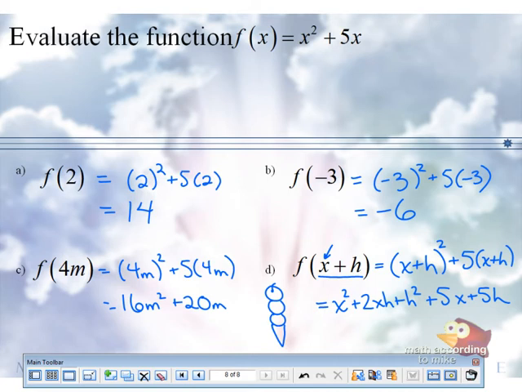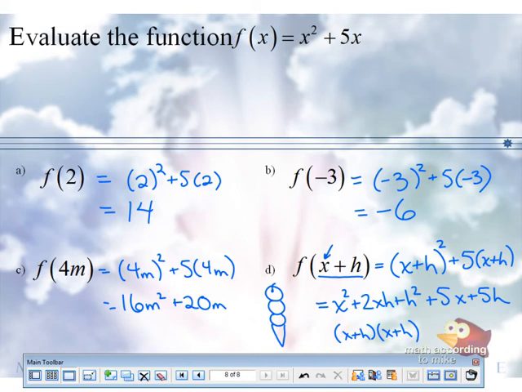Yay. So again, to get that first time, when you square something, you multiply it by itself. Since we're multiplying a binomial by itself, that's where you FOIL. So if you FOILed x plus h quantity squared, you get those first three terms there, x squared plus 2xh plus h squared. Questions?